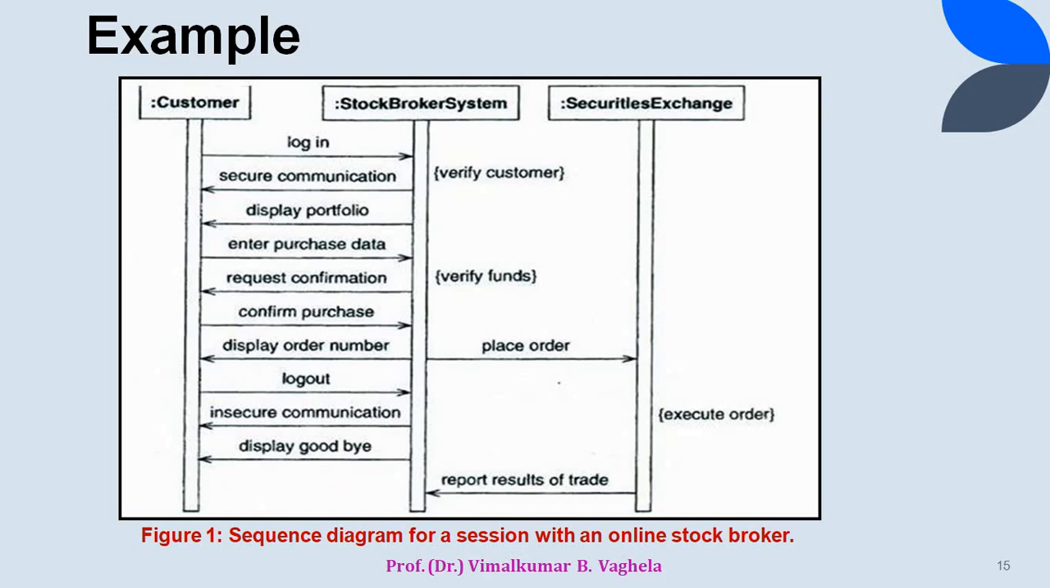At the upper side you can see there are objects: the customer, stockbroker system, and security exchange. The customer logs into the system, then a secure communication is established after verifying the customer. Once the customer is verified, the portfolio is displayed. Then the customer puts in a request to purchase a stock, and the fund is verified. If the fund is verified successfully, then the request confirmation follows. So this is the sequence diagram for this scenario.